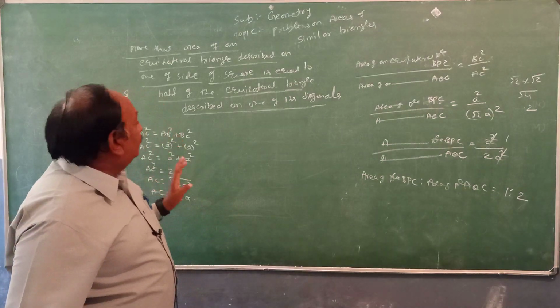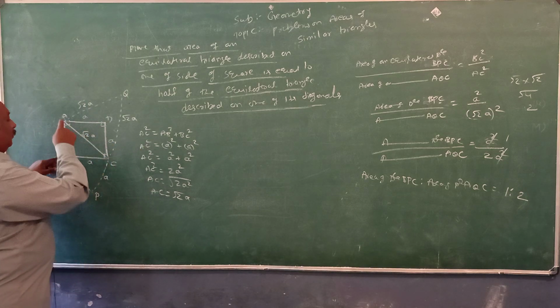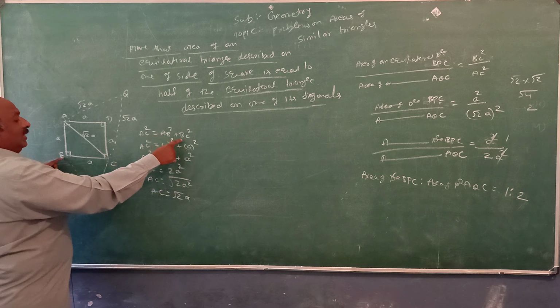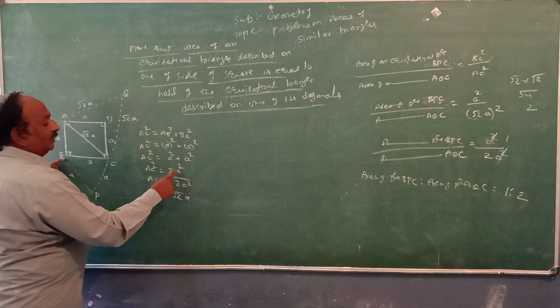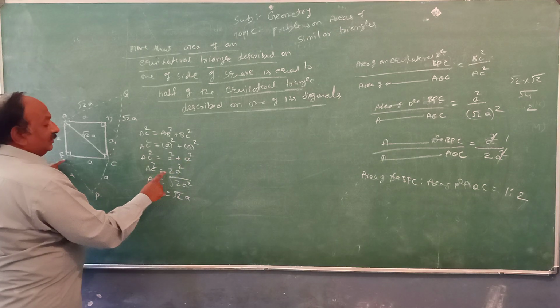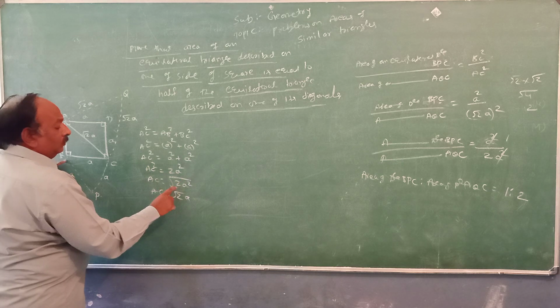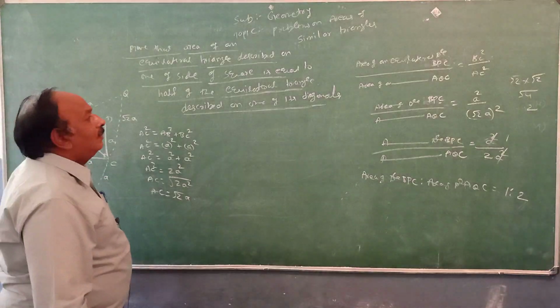So once again, apply Pythagoras. AC squared is equal to AB squared plus BC squared, A squared plus A squared, which is 2A squared. AC is equal to, if I remove the square here, root 2 A. So this side is root 2 A.